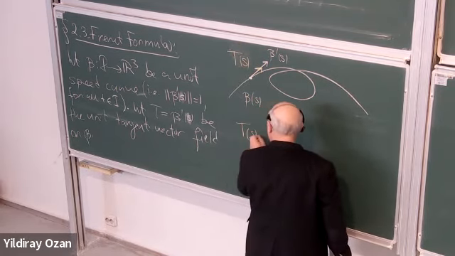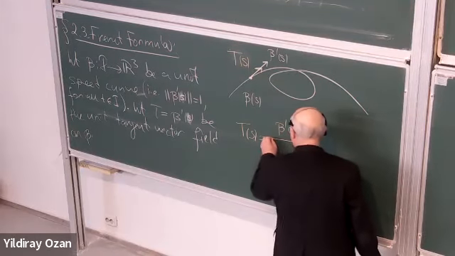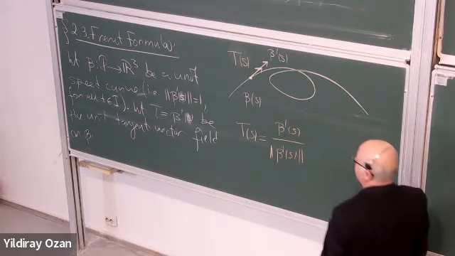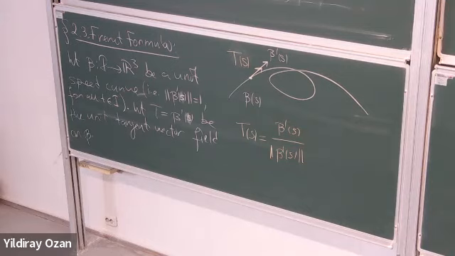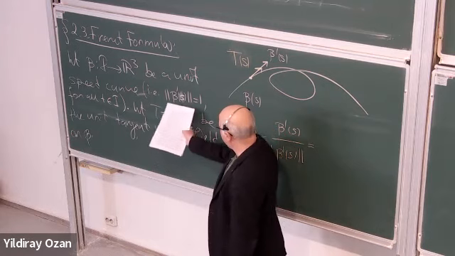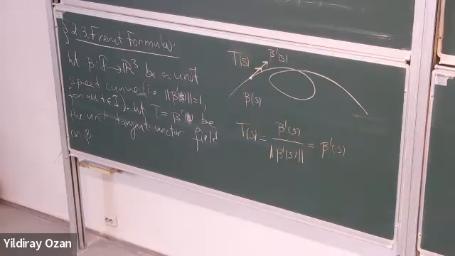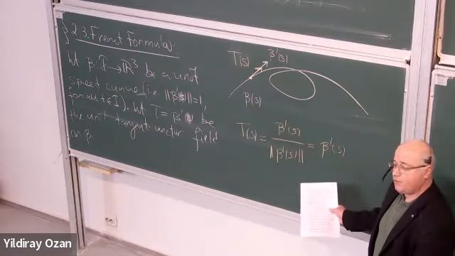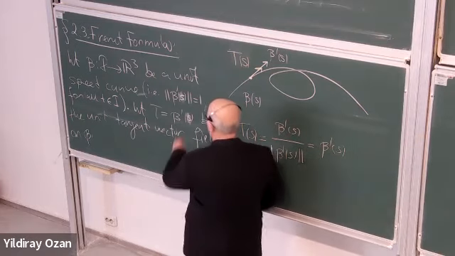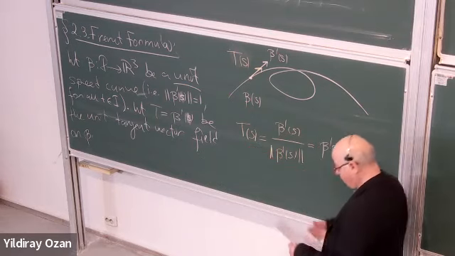So what is T(s)? Well, T(s) and beta prime have the same direction, so I can just take beta prime and divide it by its length. You divide beta prime s by its length, but in our case, of course, this is just one. Therefore, it is just beta prime s. But in general, your curve may not be unit speed, and how you find the unit tangent vector is this: you just divide your velocity vector by its length. But in our case, since it is already a unit speed curve, the length of beta prime s is just one. Therefore, T(s) is nothing but beta prime s.